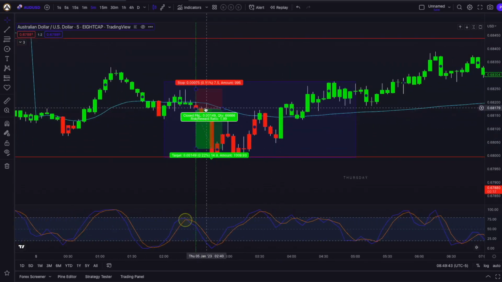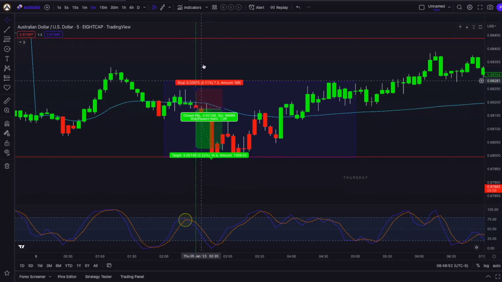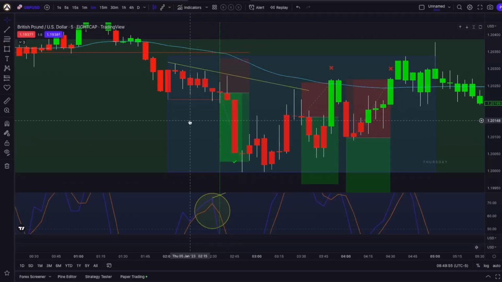Continuing down, we retested the VWAP with a beautiful pin bar right here, and then we had a sharp drop at 2:45. 5 minutes after my Australian US dollar entry, based on the stochastic RSI crossover, I got my entry on the British pound US dollar. So you see on this candle, we haven't crossed over yet on the stochastic, but right here on this candle, we did cross over bearish above the 50 level, which is right at this line.